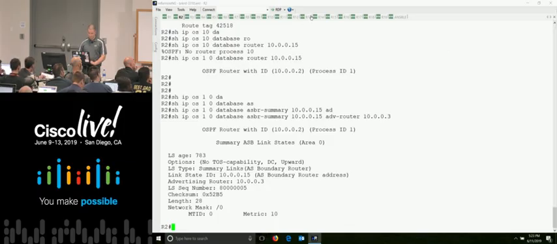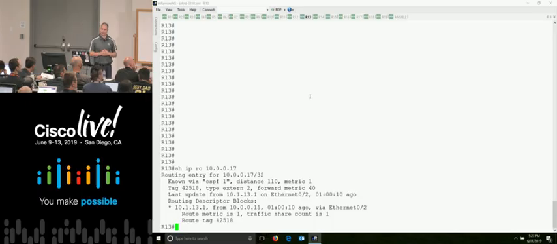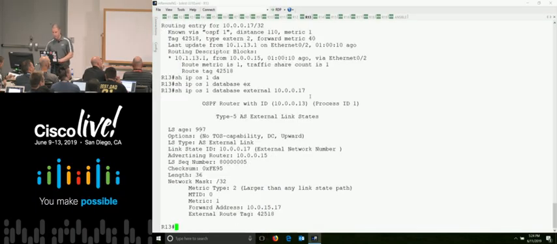Should be R13. Show IP route for 17. So I've got metric 1, forward metric 40, and from router 15. So where did metric 1 come from? It hasn't changed, right? Show IP OSPF 1 database external. There. Easy, 1, third line from the bottom.